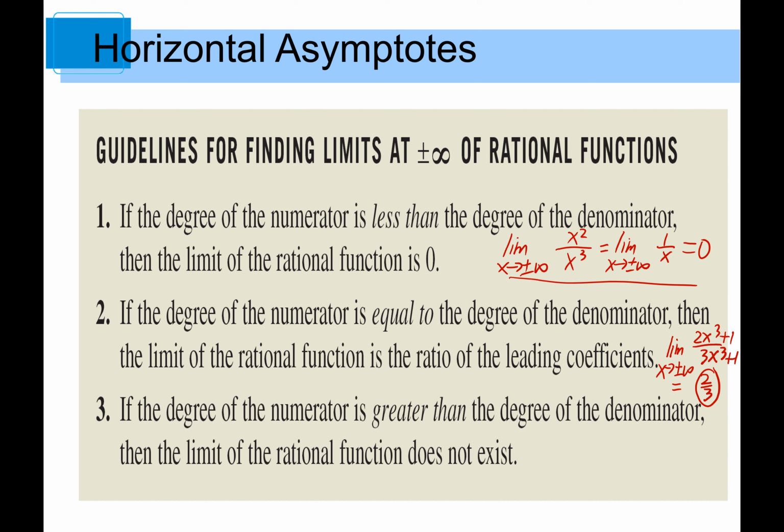The third one: if the degree of the numerator is greater than the degree of the denominator, then the limit of the rational function does not exist. In this case, you have x cubed over x squared. When divided, it becomes the limit as x approaches plus or minus infinity of x, and the limit of infinity is infinity, so that means the limit does not exist. The limit of the rational function does not exist. Okay.